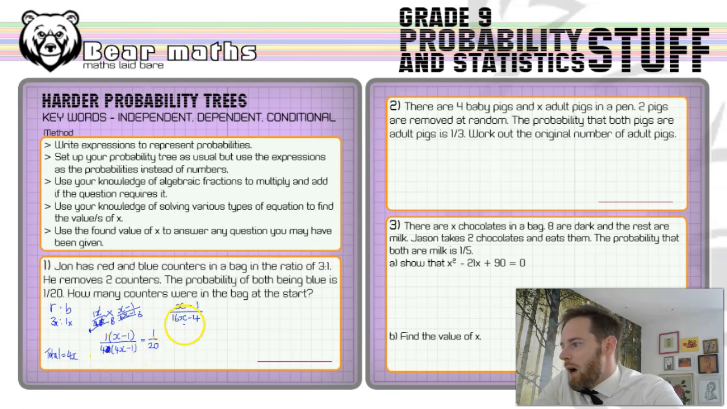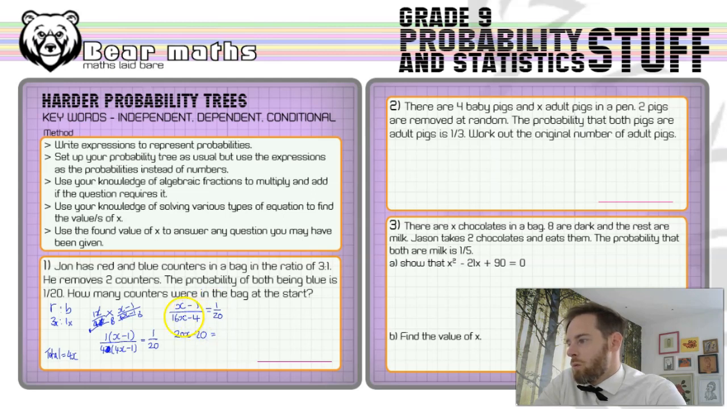So what I've got there is equal to 1 over 20. Then I can cross multiply these. So 20 multiplied by x and then 20 multiplied by minus 1 is going to give me 20x minus 20.